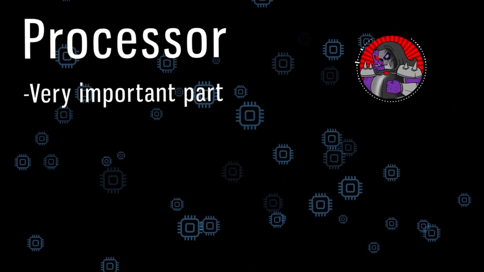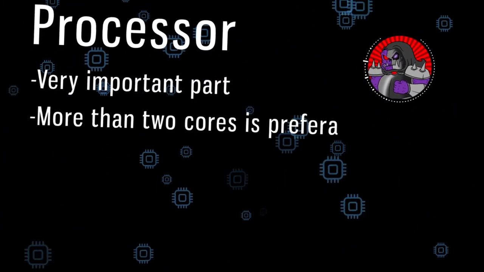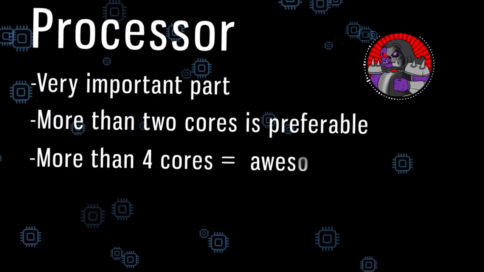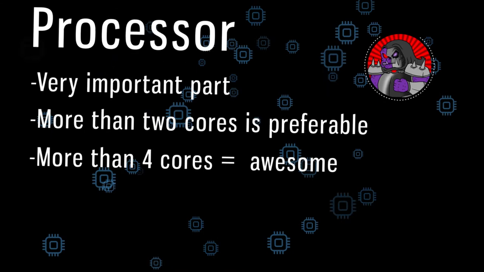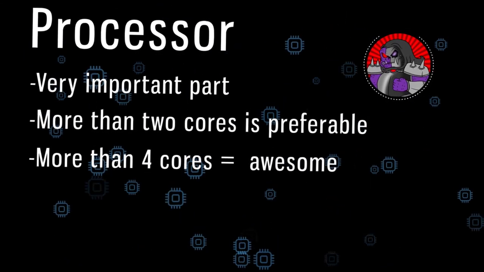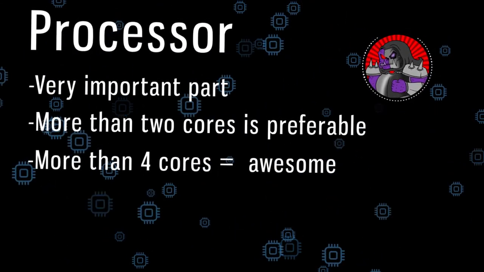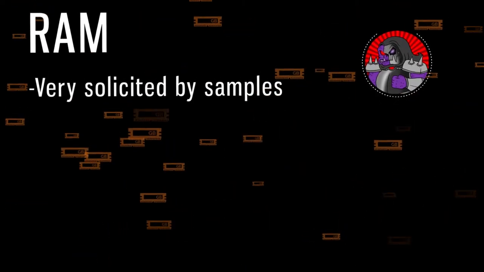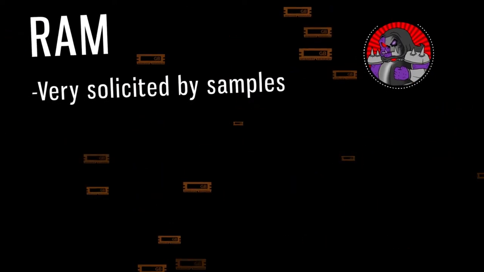You might want to have a pretty good processor with more than 2 cores, preferably. I'd say 4 cores is decent, and more than that is pretty damn good. I'm not a pro in this subject, so I'll leave you with that for the processor. Second, we've got the RAM. Orchestral samples take a lot of RAM. You have to keep in mind a pretty simple rule.